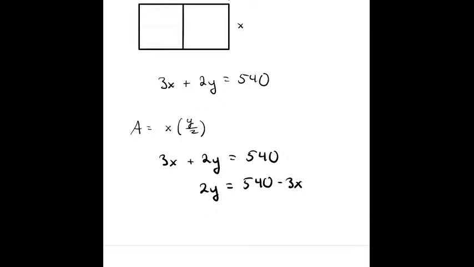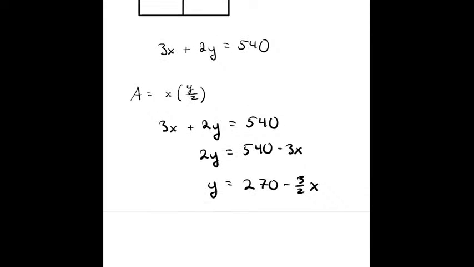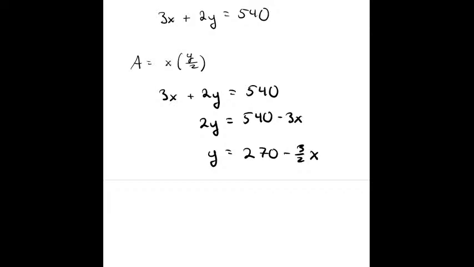Yeah, let's keep going. So then we get y equals, if we divide both sides by 2, 270 minus 3 halves x. I just divided each of those terms by 2, right? So we get this expression for y. Then what I'm going to do is take this expression and plug it into my area formula. So we should be able to get area in terms of x alone: area is going to be x times this y, which is this 270 minus 3 halves x, all over 2, right?